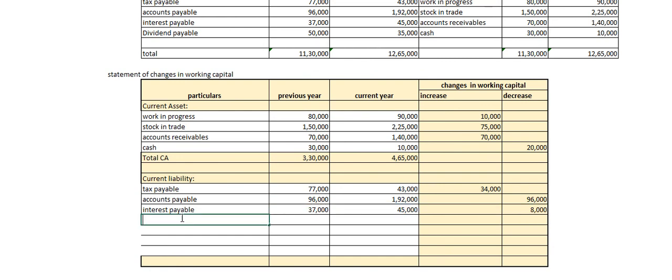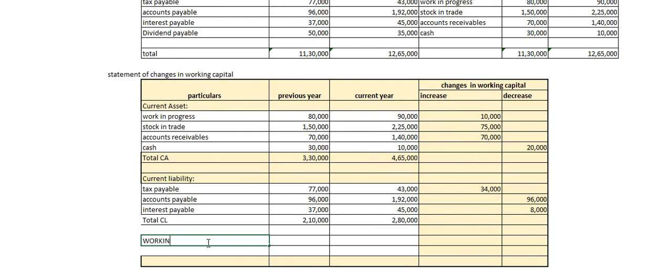So that's all we have in current liability. So total up your current liability. So you get the current liability amount to be 77,000 plus 96,000 plus 37,000. And your total current liability for the current year is 43,000 plus 1,92,000 plus 45,000, which you get 2,80,000. Now what will you do? You will consider the working capital.